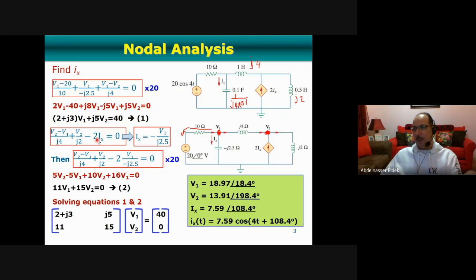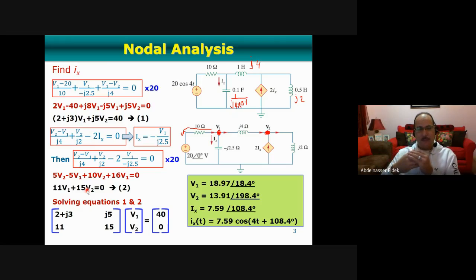For the other equation, it is the same. Also, you multiply by 20 and you will get this equation here. And then you simplify it. You have, for example, V2, you have 5V2, you have 10V2, so it is 15V2. You have 16V1, you have negative 5V1, then it is 11V1. So 11V1 plus 15V2. Then in this case, you will have this equation here. These two equations, this one and this one, number 1 and 2.